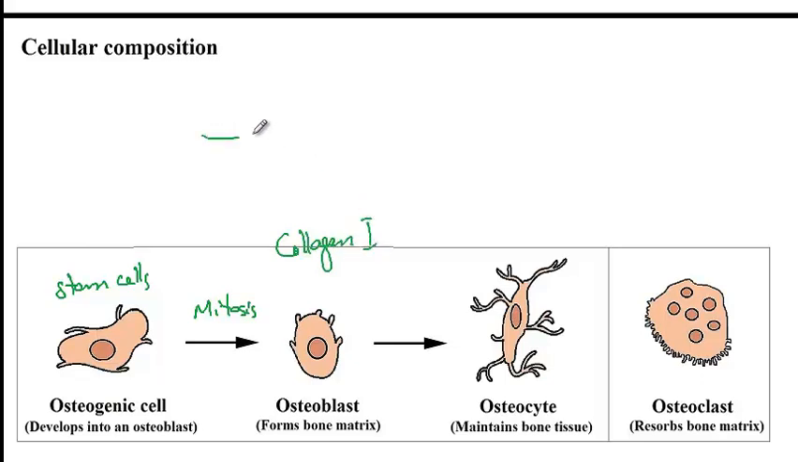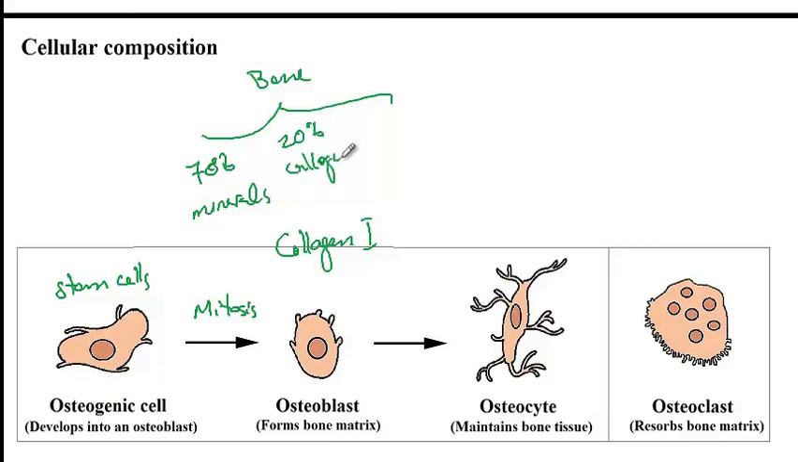So speaking of the composition of a bone, the bone is made of 70% minerals, 20% proteinaceous matrix, which is mostly made of collagen, and then 10% water. So what happens with the osteoblast laying collagen 1 is that over time this collagen will become mineralized and form bones.